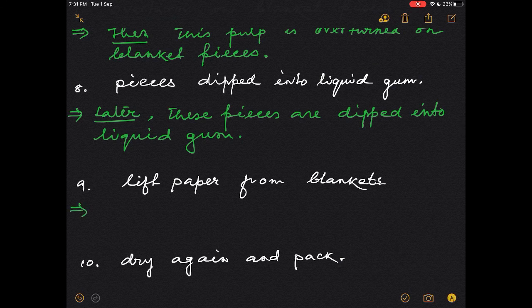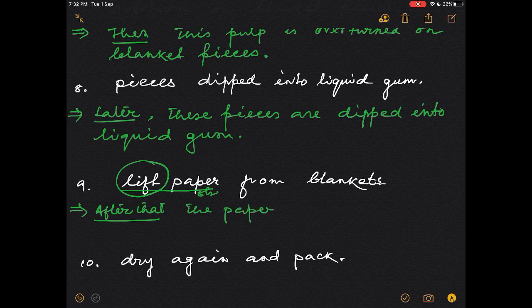Now here, after that, lift paper from blanket. Here paper is the object and this is the verb, and paper. Then after that, the paper is lifted from the blankets.